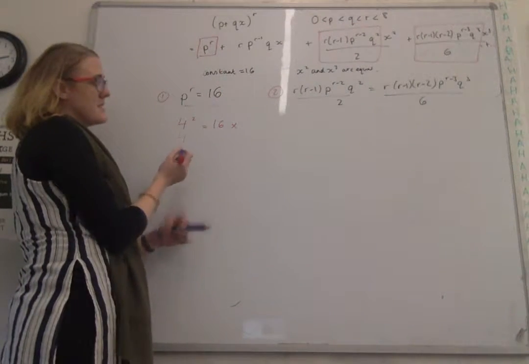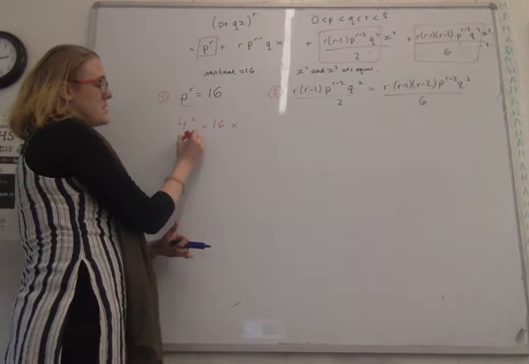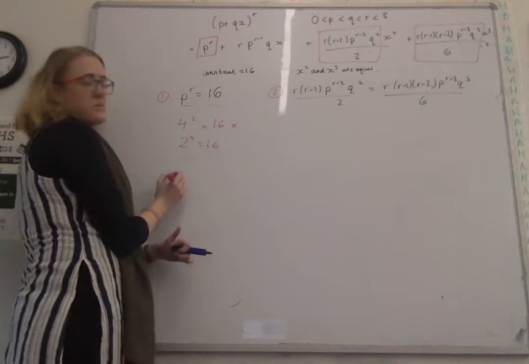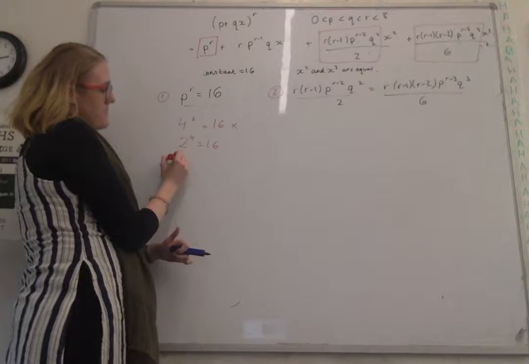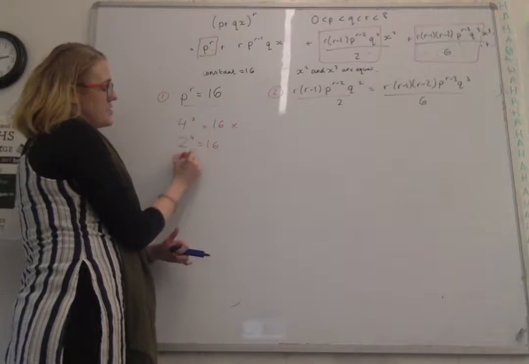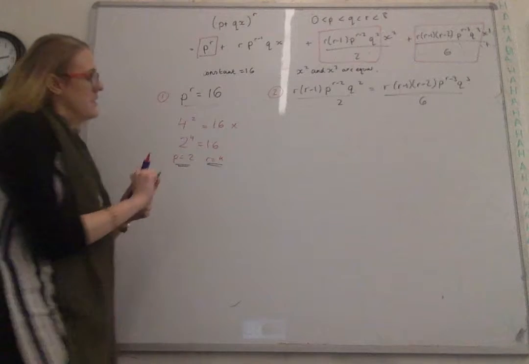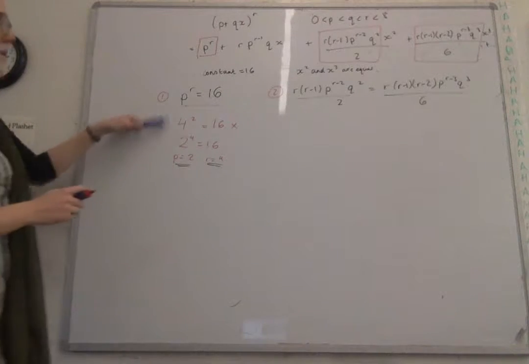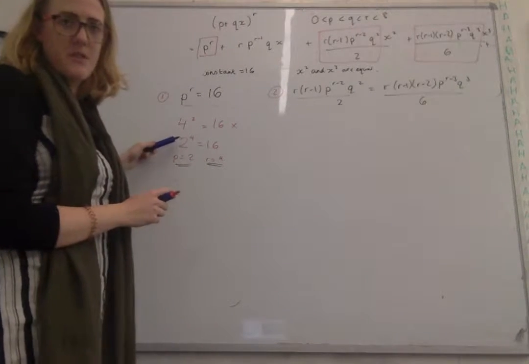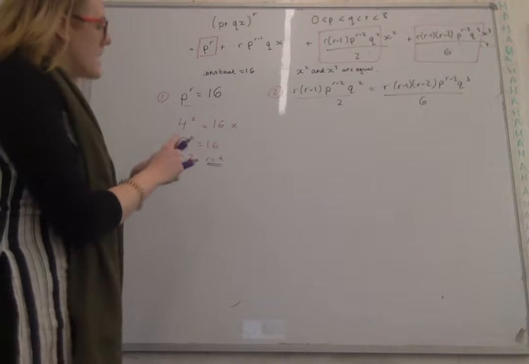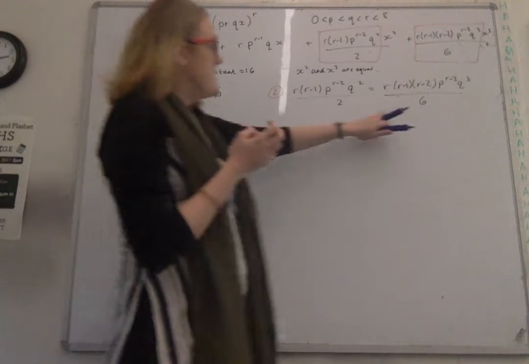Another way to get 16 using integers is 2 to the power of 4. That does work. So that would tell me that p is 2 and r is 4. Okay, so far that's all I've got. There's no other way of making 16 using integers, so we've covered our back with that. Okay, then we need to move over to this one.